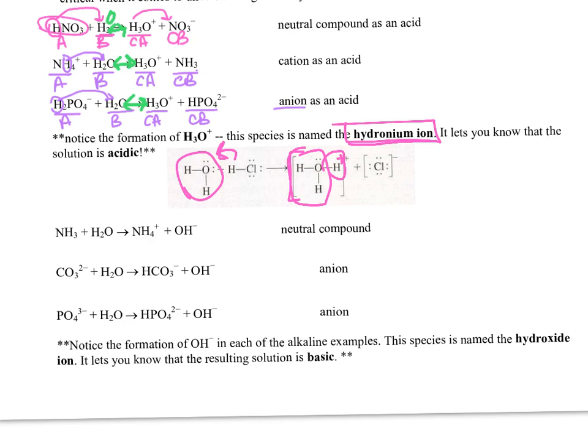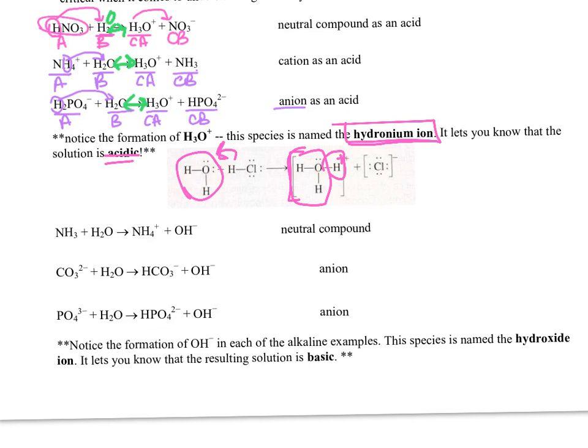And so a lot of times we'll omit the water and just say like HCl becomes H plus and Cl minus, because we know that the only way the H plus could move away is to be attached to the water. But yeah, so anytime you see that you made H3O plus, you know this solution is acidic. Very important. H3O plus is acid.